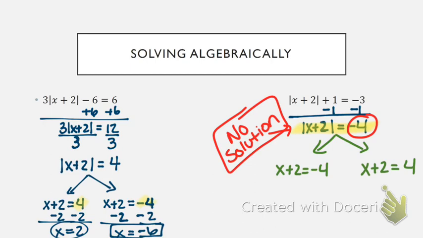Okie doke. So when you're solving algebraically, get the absolute value piece by itself. Once the absolute value piece is by itself, we want to break up into 2 equations and solve for both answers.